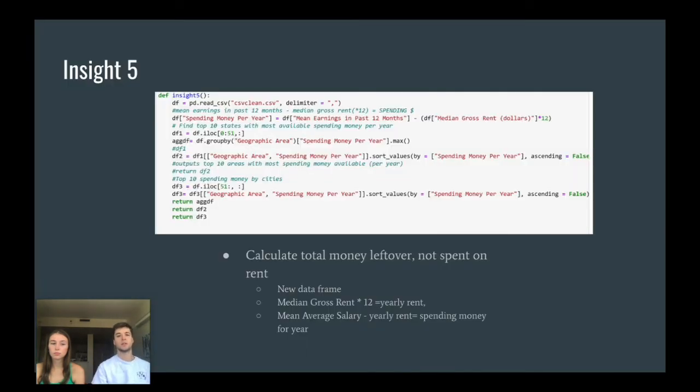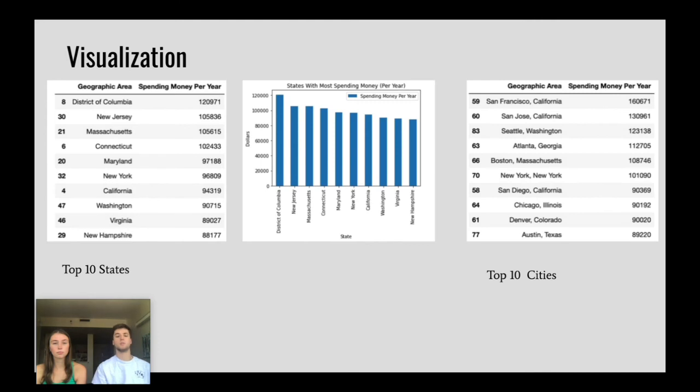Moving into our final insights, we wanted to calculate the total money left over not spent on rent. To do so, we made a new column in the data frame titled spending money per year, which is calculated by taking the median gross rent, multiplying that by 12 to get a yearly rent for each state, and then subtracting that from the mean average salary. Here we did so for the top 10 states displayed. In the bar chart to the right, we have Washington, D.C., New Jersey, and Massachusetts as the top 3 for spending money. We also did so with regards to the top 10 cities.